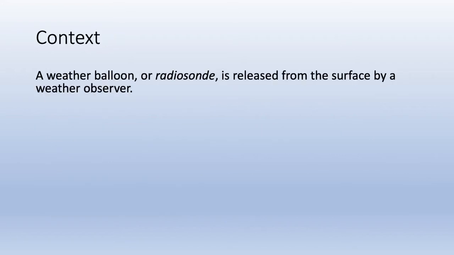For context, a weather balloon or radiosonde is released from the surface by a weather observer. This happens usually twice a day at 00Z and 12Z at hundreds of stations around the world. And it's the basis for basically taking a snapshot of the atmosphere's structure so that we can generate analyses and other products that are useful for weather forecasting.